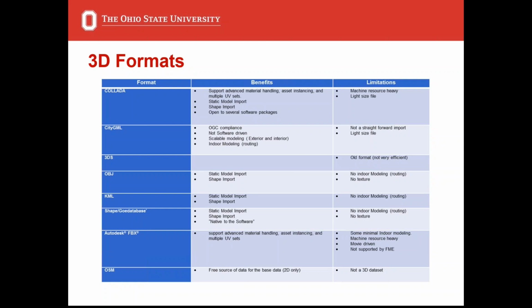Ultimately, we just went with a 3D shapefile. That will limit us with not being able to have textures on it, or to do indoor modeling or routing, which we're not too concerned about at this point. It seemed fairly simple to manage in ArcScene and City Engine, which is what we're using.